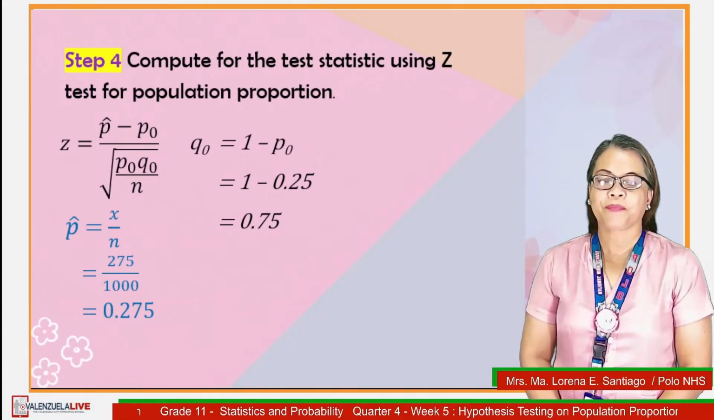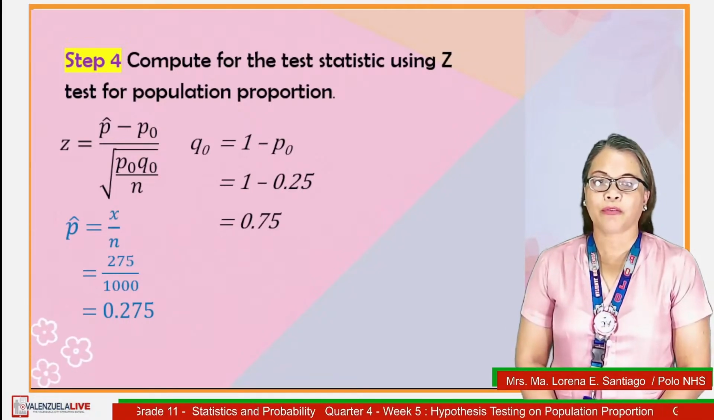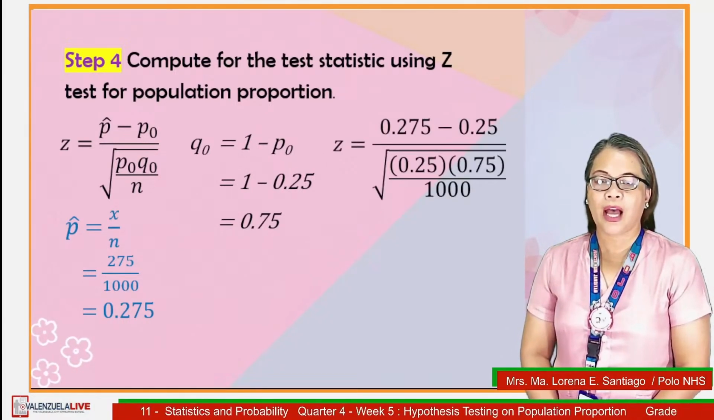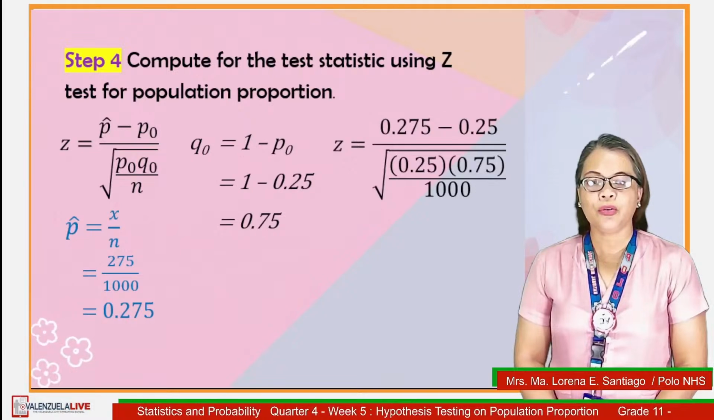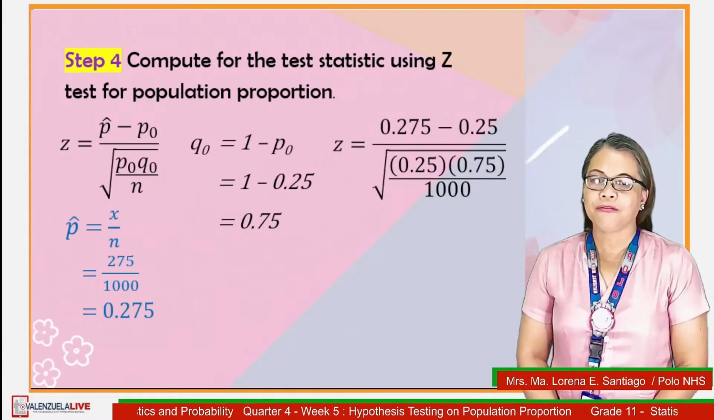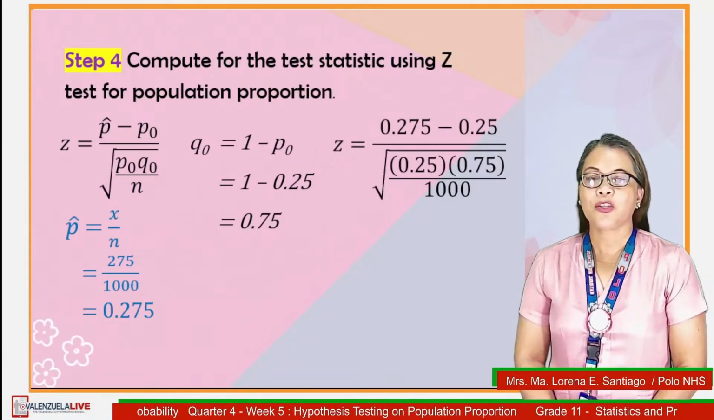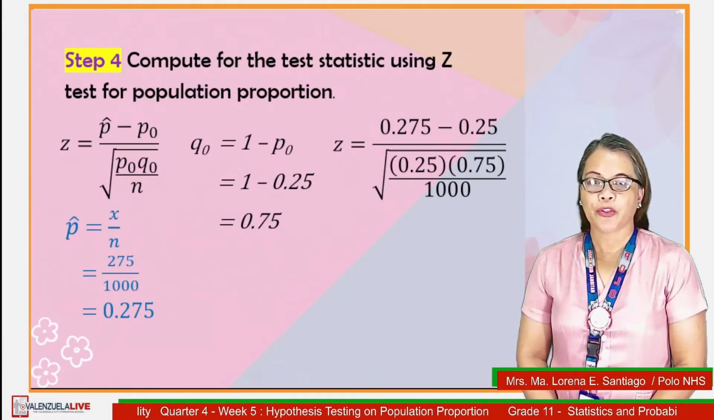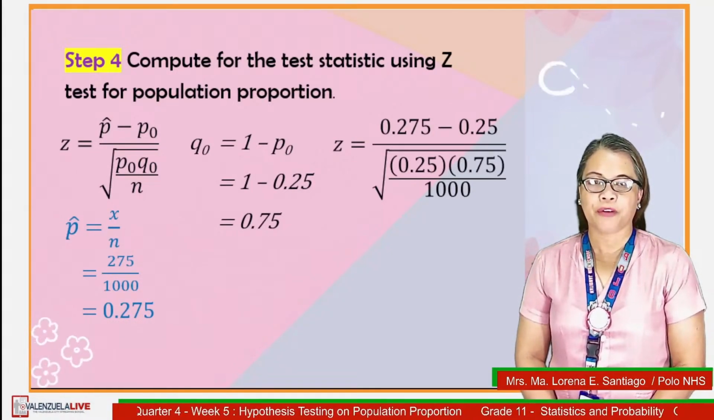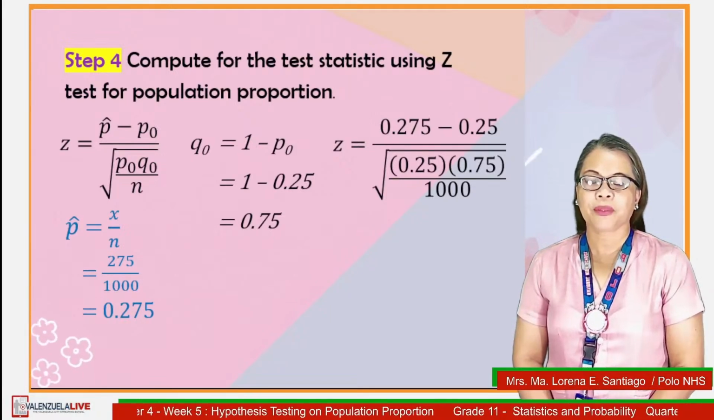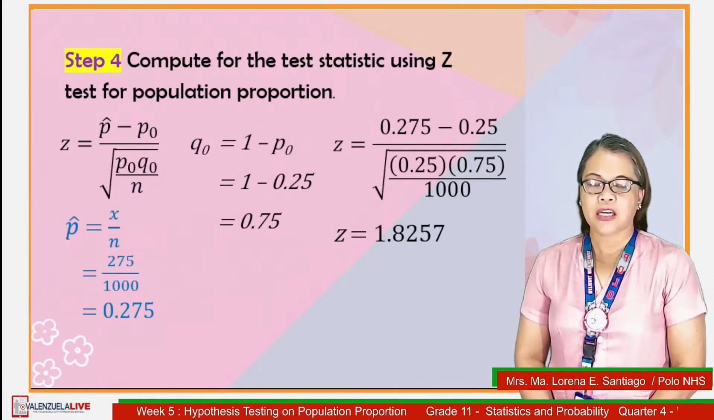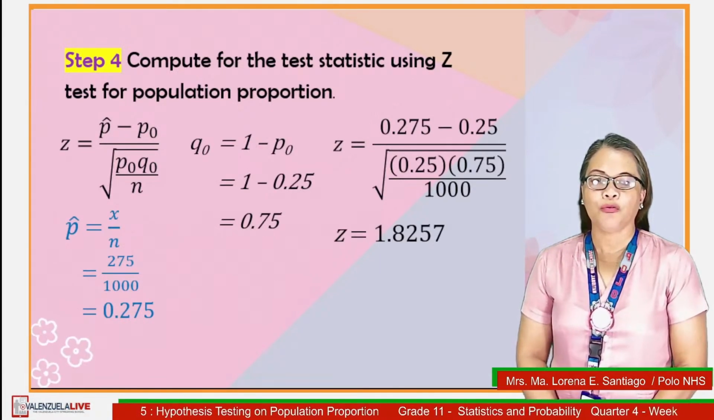So again, we will be plugging this into our formula so that we will now have z is equal to 0.275 minus 0.25 divided by the square root of 0.25 times 0.75 over 1,000, and you will get the value of z equal to 1.8257.